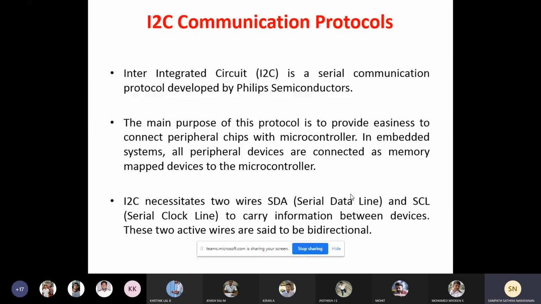The main purpose of this inter-integrated communication protocol is to provide easy communication between the peripheral devices with a microcontroller. It uses 2 wires for communication. One is the serial data line and the other is the serial clock line. These 2 wires are bidirectional in nature, meaning they can communicate to and fro. In both directions, they can transmit the signal.